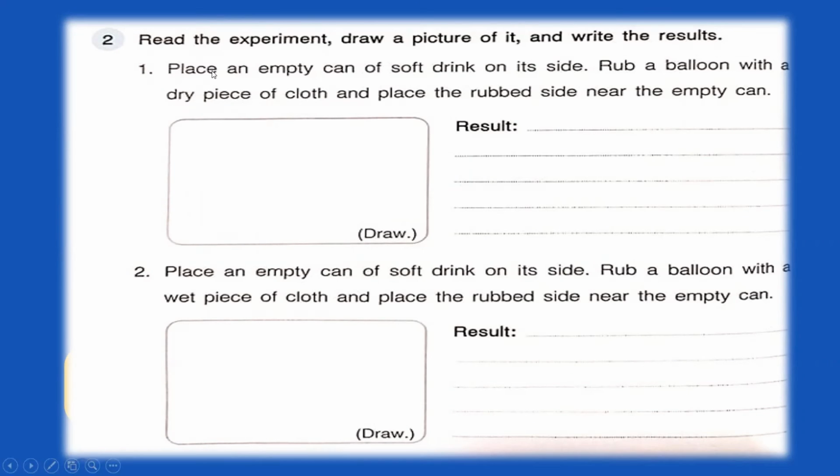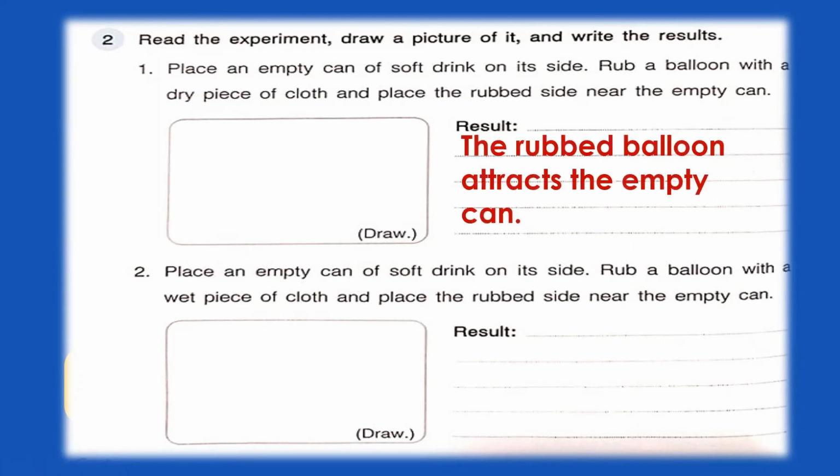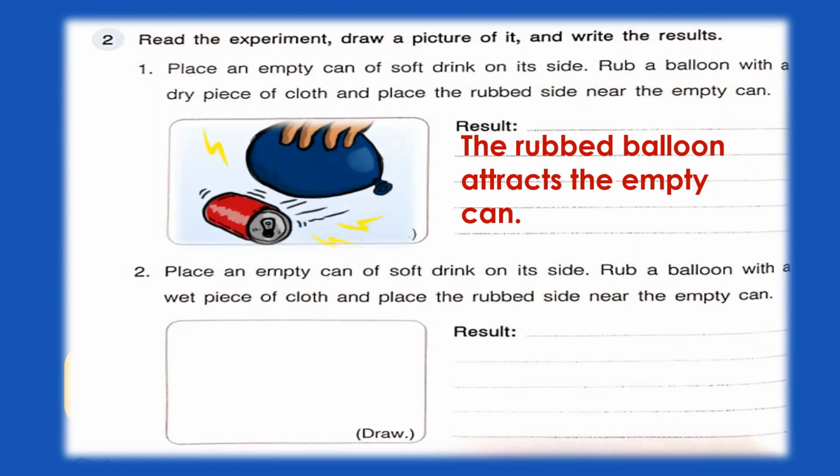For number 1, it says here, place an empty can of soft drink on its side. Rub a balloon with a dry piece of cloth and place the rub side near the empty can. Now what was the result of the experiment? That's right. So the rub balloon attracts the empty can. So you have to draw it here.